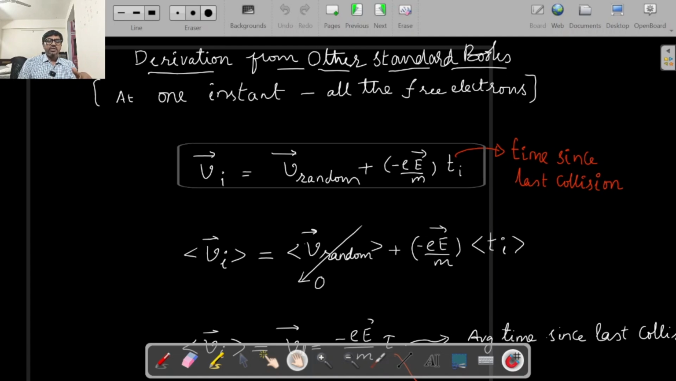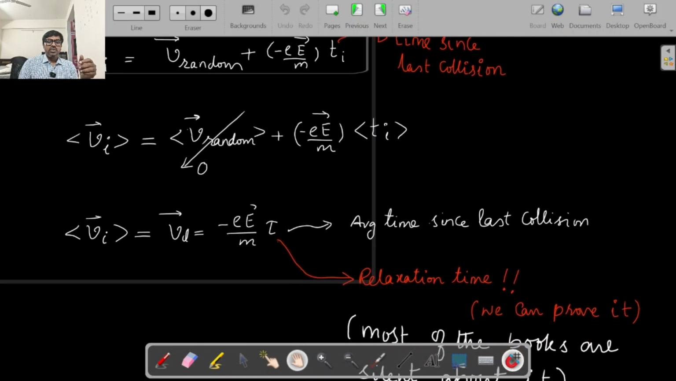When you do averaging, the random velocity averages to 0 and the ordered motion alone will survive. That Ti average is what we are going to look at now. The Ti average is called the average time since last collision.